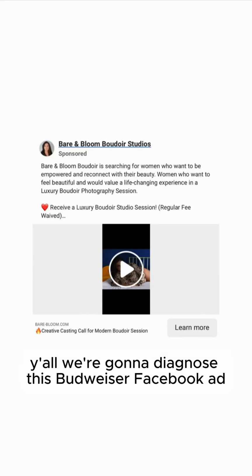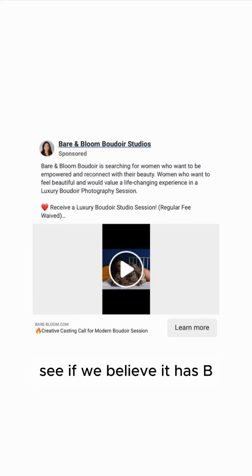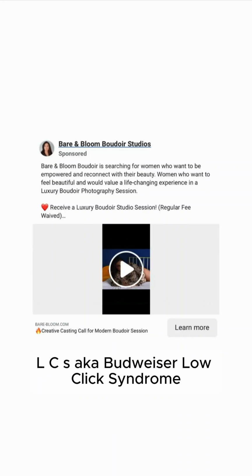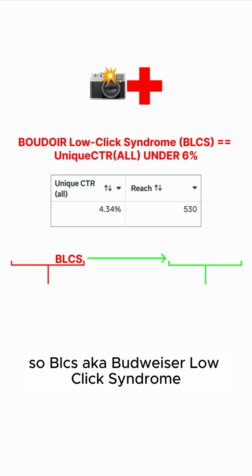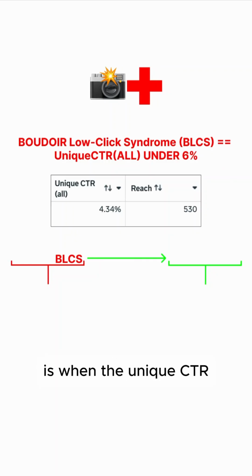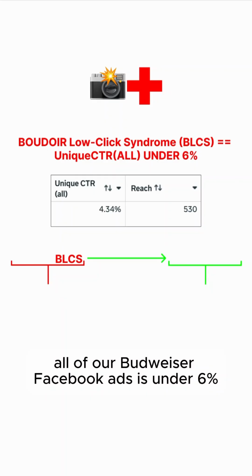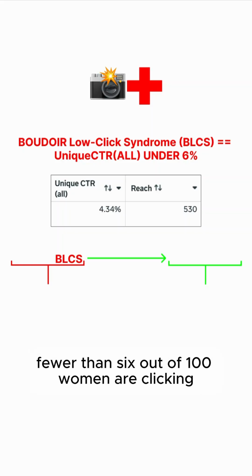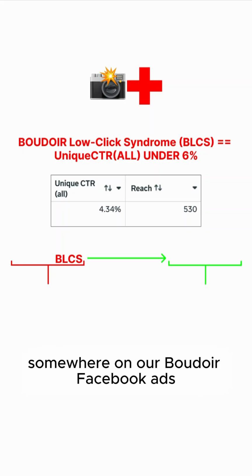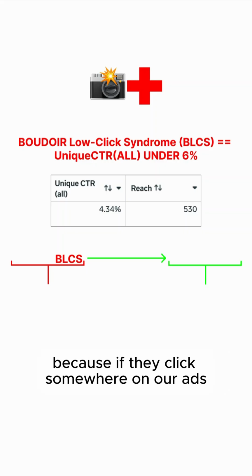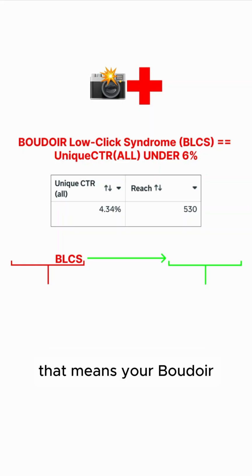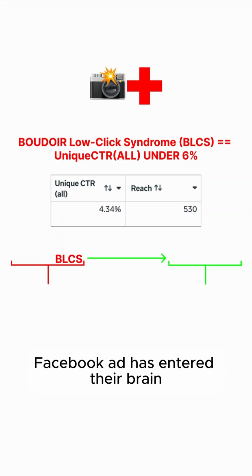All right, y'all, we're going to diagnose this Boudoir Facebook ad, see if we believe it has BLCS, aka Boudoir Low Click Syndrome. So BLCS is when the unique CTR on all of our Boudoir Facebook ads is under 6%. This means fewer than 6 out of 100 women are clicking somewhere on our Boudoir Facebook ads. And we care about this because if they click somewhere on our ads, that means your Boudoir Facebook ad has entered their brain.